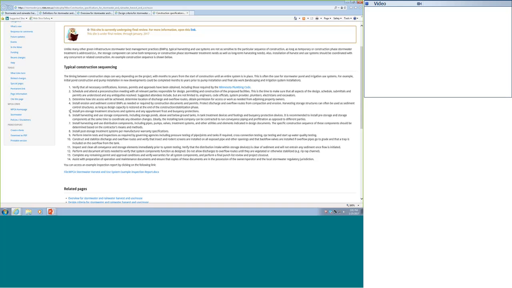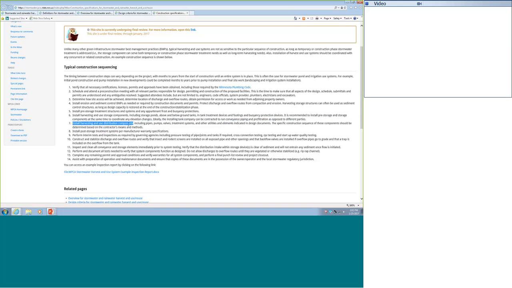Again, there might be some pre-storage treatment structures and systems you need to put in place: gross solid removals, some large solid filters, and construction of your storage, so it could be a storage pond, an above ground, or a below ground tank. There might be other things like footings and buoyancy protection devices that need to be put in place.